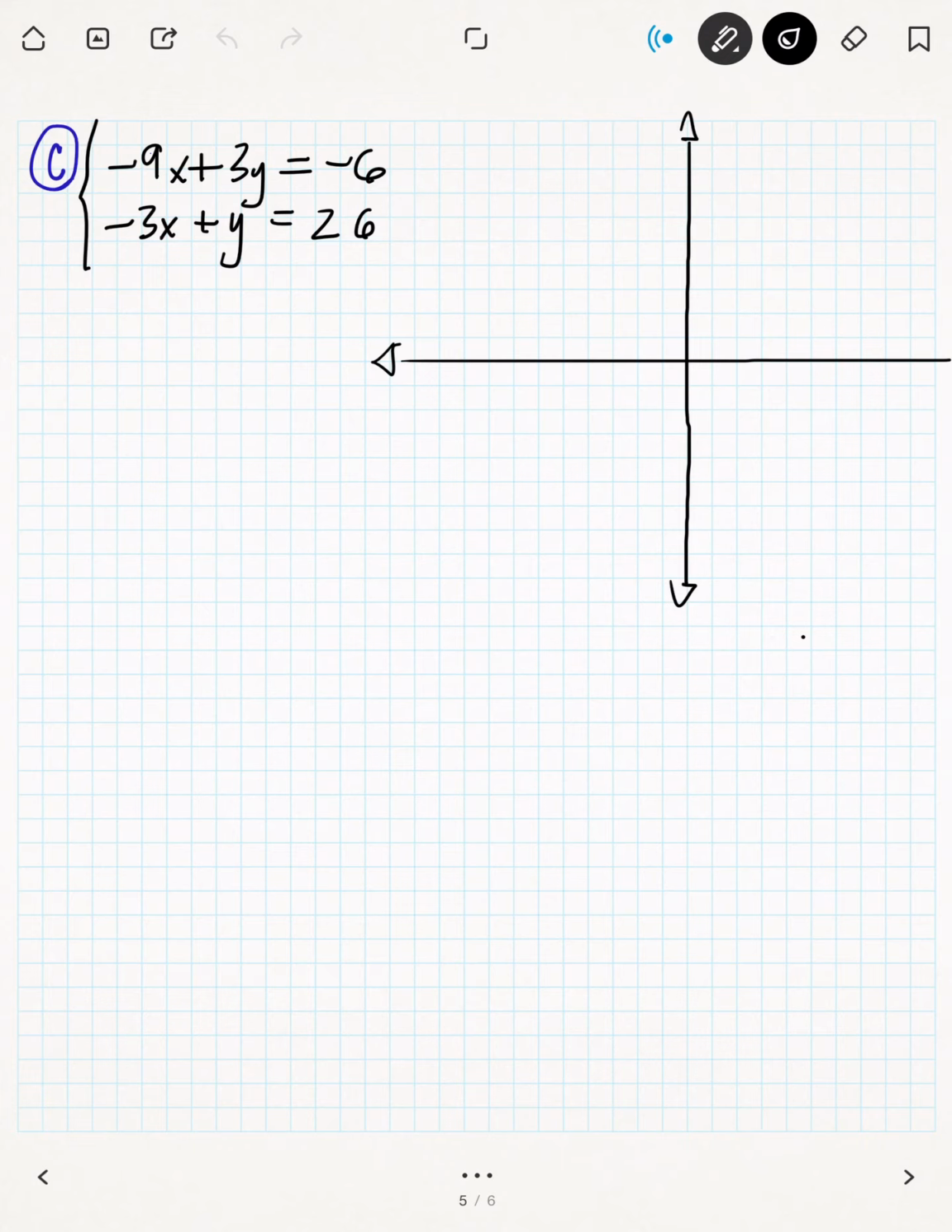This C is minus 9x plus 3y equals negative 6, and the second equation is minus 3x plus y equals 26. So again, I want to solve both of these for y. For the first equation, I add 9x, which gives you positive 9x on the right, and then divide by 3 gives you positive 3x. Negative 6 divided by 3 is negative 2. Then for the second equation, I'm just going to add 3x. That's it.